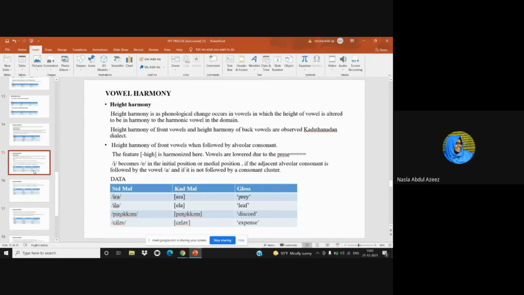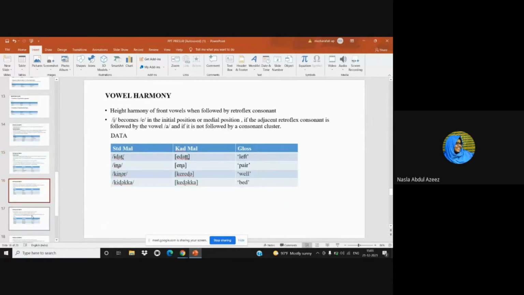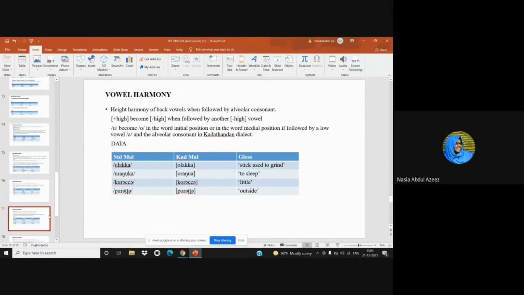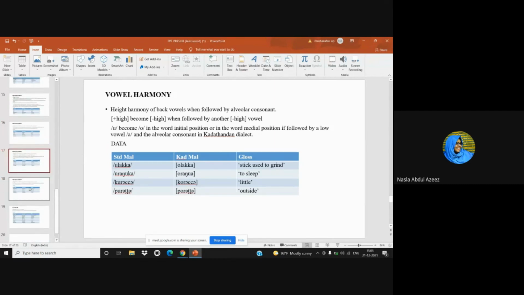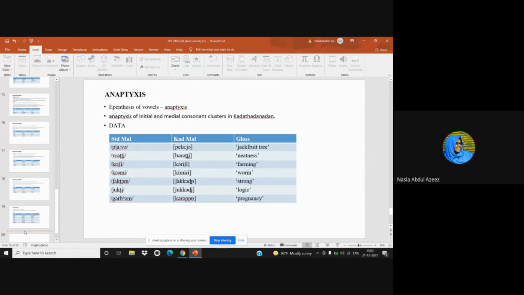Then we have two types of height harmonies. As I don't have time, let me just read the headings: height harmony of front vowels as well as height harmony of back vowels. And at last, in the Kadathanadan dialect, we have epenthesis of vowels to break the consonant clusters.